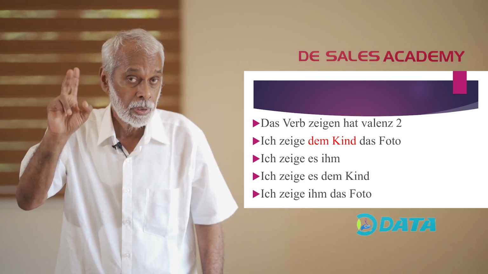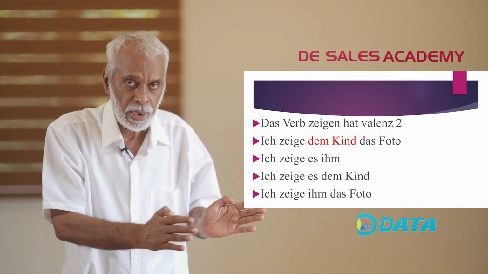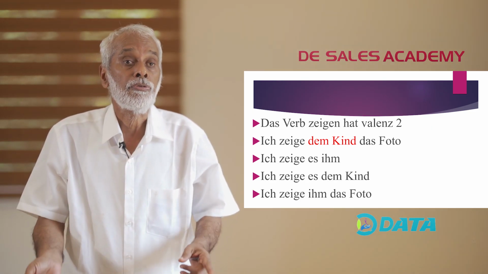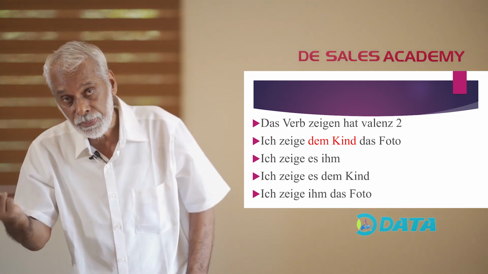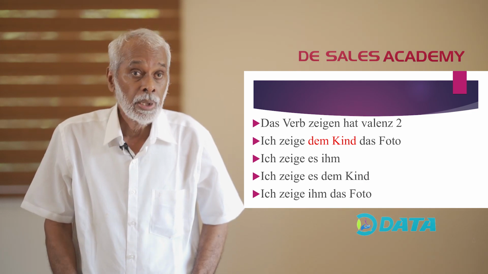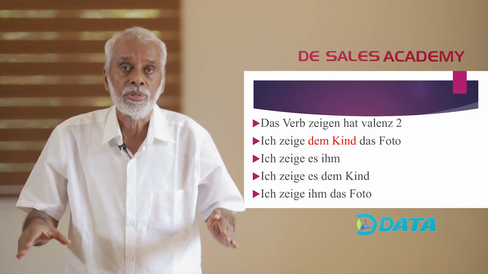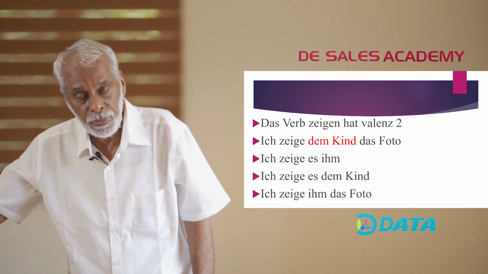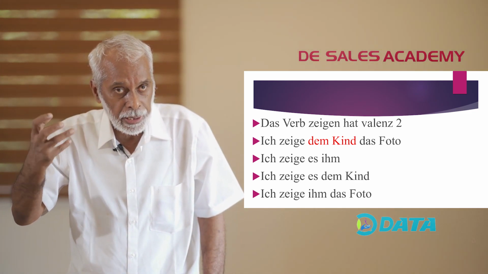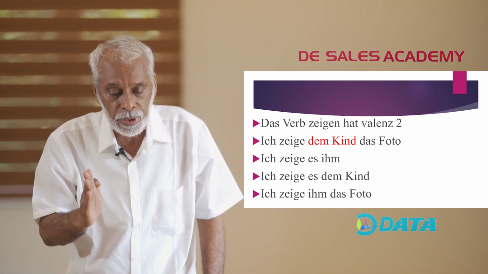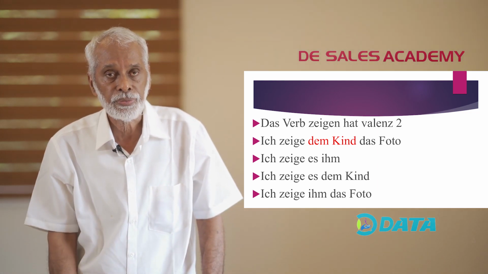In the first sentence, there are only two nouns. Then the rule is dative noun first and then the accusative noun. If both are pronouns, accusative pronoun first and then the dative pronoun. If there is one noun and one pronoun, it is always the pronoun first and then the noun. Read these sentences once again and make sure that you know about the word order when you write sentences with dative and accusative.